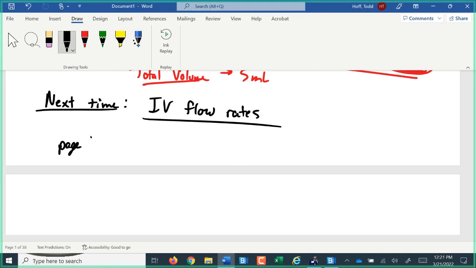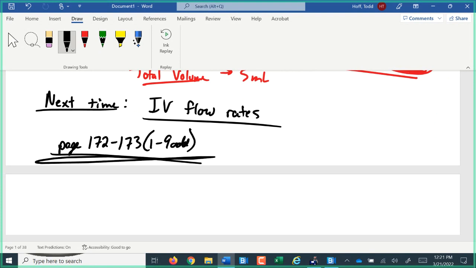For right now, there is page 172 through 173, 1 through 9, the odds. That's actually about reconstituting solutions. And a little bit of review if you want to go back to our homework from last time on the dosage calculations. But I'm going to trust you guys have those done.